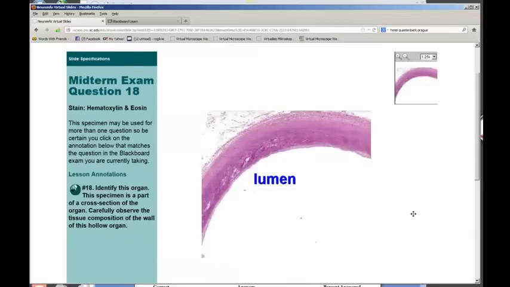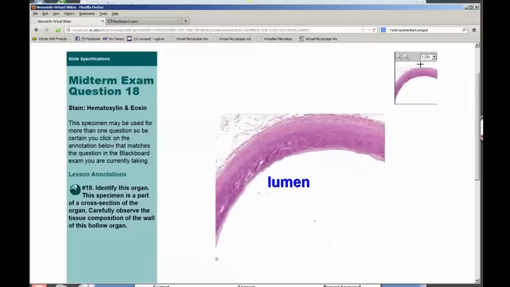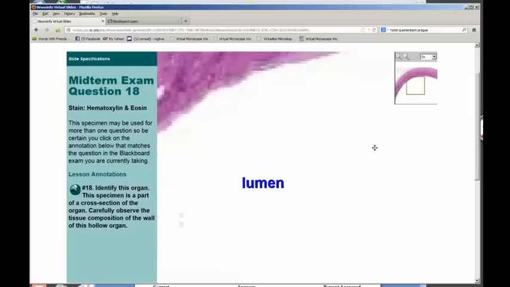So the next question, when you click on the little button, takes you to this, and you're given the lumen. Identify this organ. This specimen is a part of a cross-section of the organ. Carefully observe the tissue composition of the wall of this hollow organ. Okay, so we have to magnify this in order to identify it.